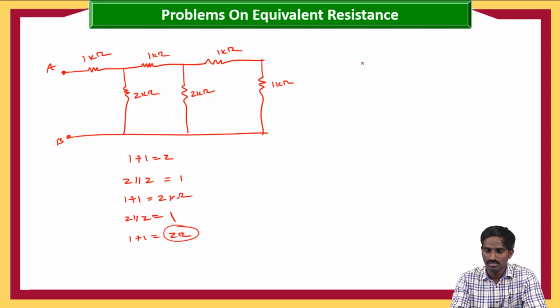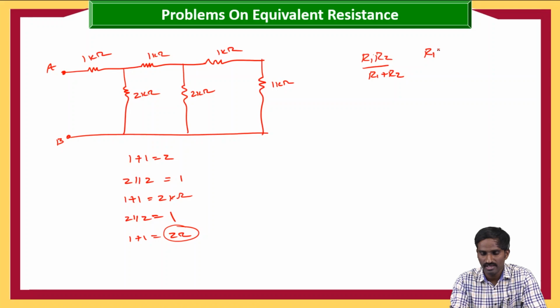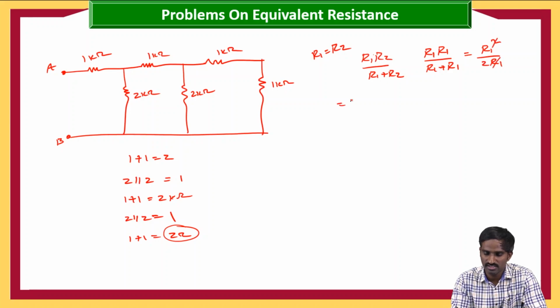R by 2. Because of course here R1 R2 by R1 plus R2. If you take R1, R2 values as same, then you will be having R1 here and R1 here also. When R1 is equal to R2, then here it is R1 square by 2 R1. So R1 gets cancelled, then 1 by 2 into R1, which means R1 by 2.